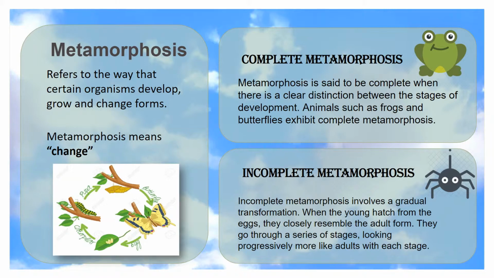So for instance, when you look at the young spider, it closely resembles the adult spider. Thus, incomplete metamorphosis refers to an organism that goes through a series of stages, looking progressively more like its adult.